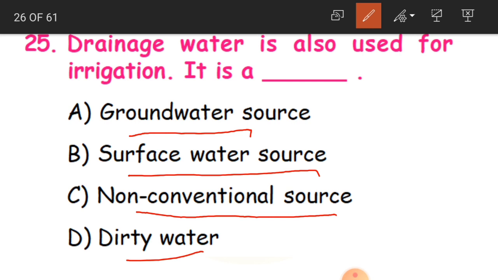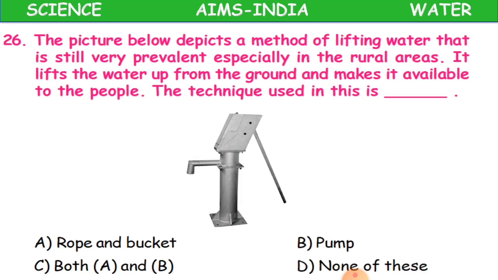So it is a non-conventional source, whereas groundwater sources are wells, springs. Surface water sources are lakes, rivers and reservoirs. And now this drainage water, which we have already used, or some dirty water, so this is a non-conventional source. Okay, children, clear? Yes. Now the 26th question.